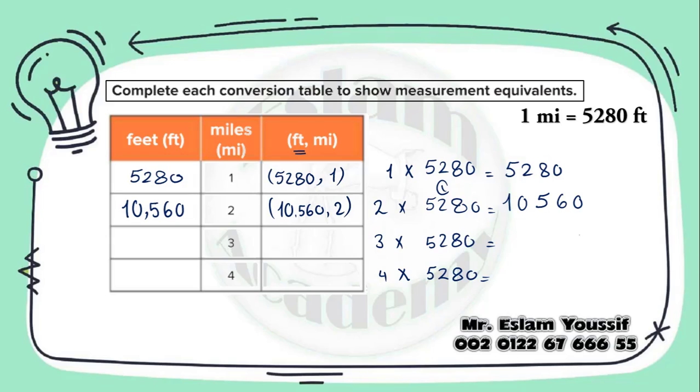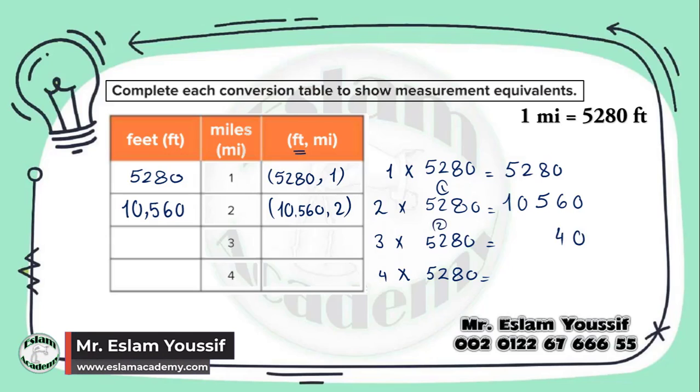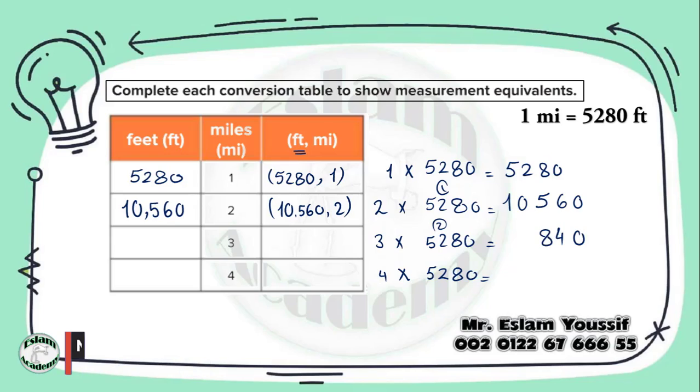Now 3 multiplied by 5,280. 3 times 0 equals 0. 3 times 8 equals 24. Write 4 and carry 2. 3 times 2 equals 6, plus 2 equals 8. 3 times 5 equals 15. Just write 15. So the answer now will be 15,840. So it will be 15,840 and 3, because we have only 3 miles.